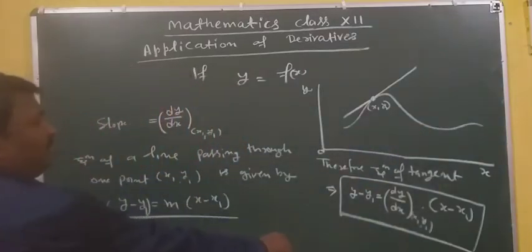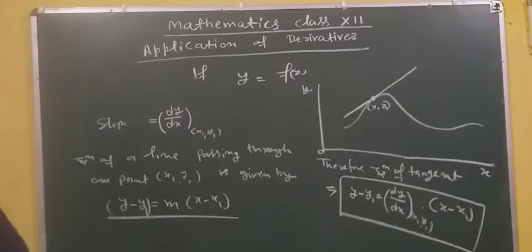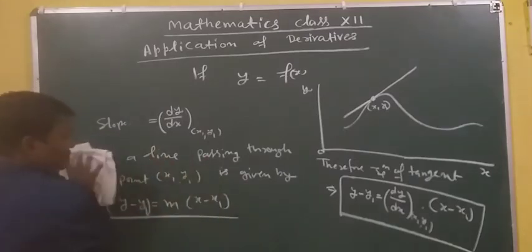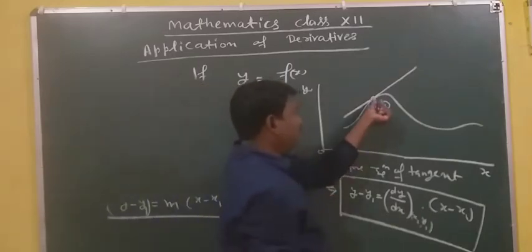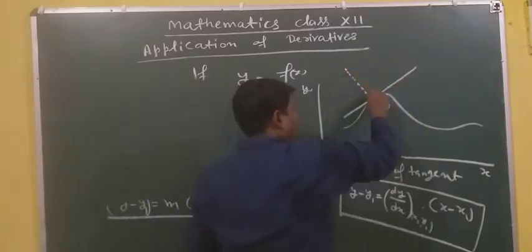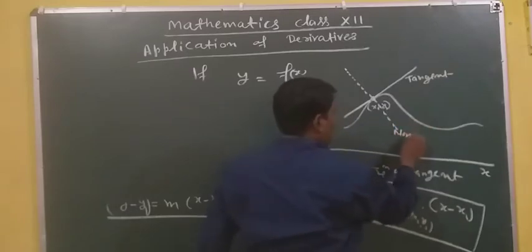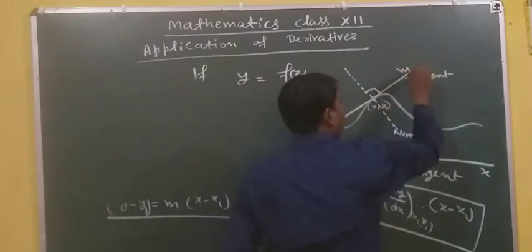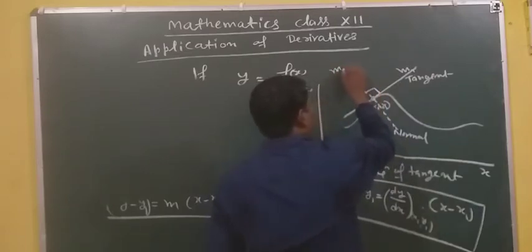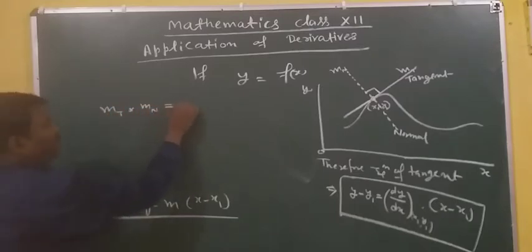Now if you have to calculate the equation of normal drawn at any point of the curve, then just see. Since the normal is drawn at this point perpendicular to the tangent, this is your tangent and this is your normal. Just see, this normal and tangent both are mutually perpendicular. So what is the relation between the slope of normal and the slope of tangent? So slope of tangent into slope of normal will be equal to -1.